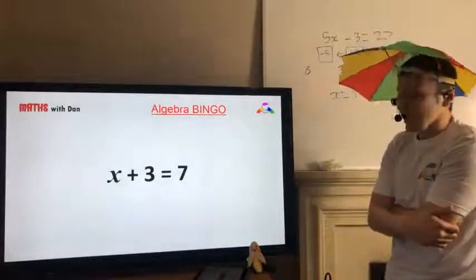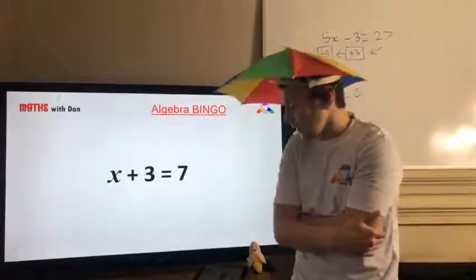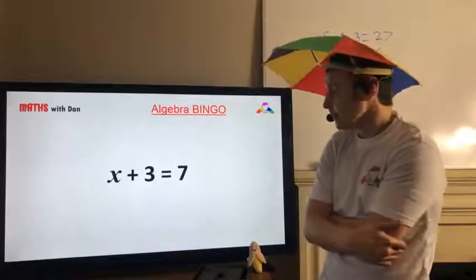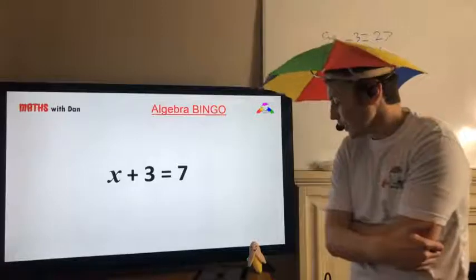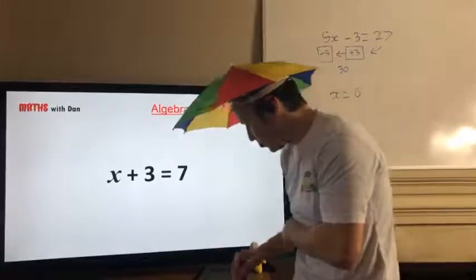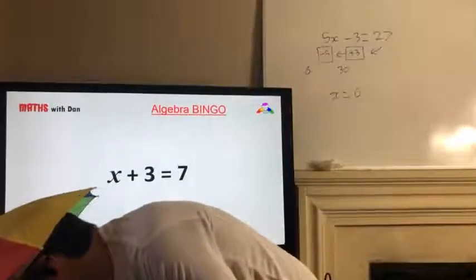X plus 3 equals 7. Something plus 3 equals 7. Got 1 less. Something plus 3 equals 7. So looking at 4 there, are we, for our bingo? 4 for bingo. Brilliant answers coming in as well.